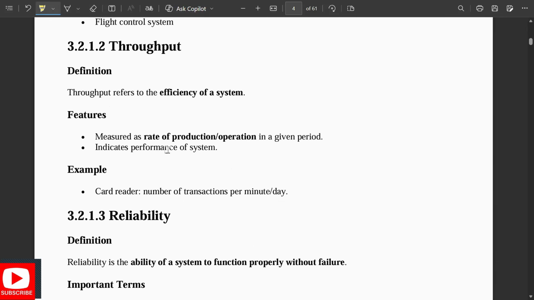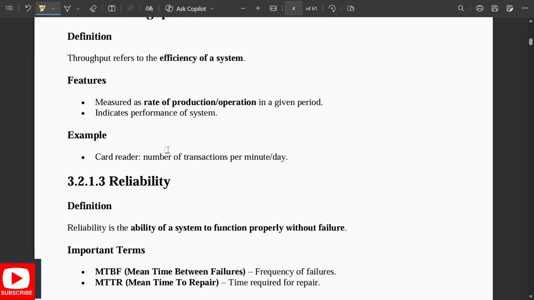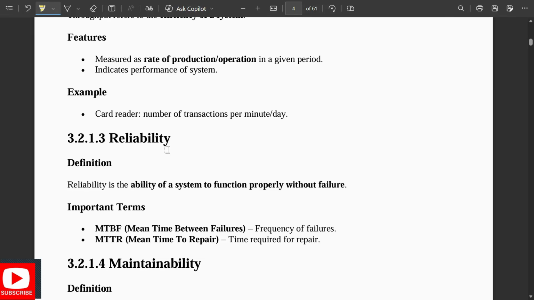Throughput means the efficiency of the system. This is measured as a rate of production or operation in a given period. So how much it will produce indicates the performance of the system. Example: the card reader, number of transactions per minute or day.